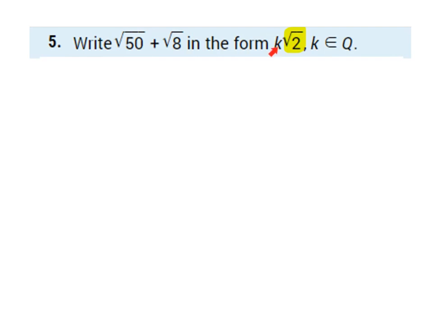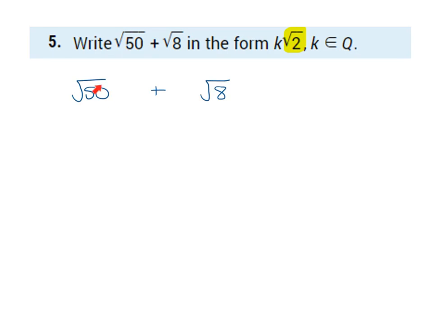in these questions. So we're going to rewrite root 50 and root 8. We're going to try and rewrite each of them as something root 2, and then we can add the numbers that are in front of the root 2, and our answer will be something root 2, and that something, k, must be an element of the quotient set.